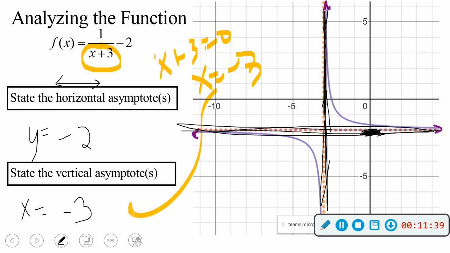This is graphing form. We're going to see 4 different forms today. In graphing form, the number that's by itself will always be the horizontal asymptote. So it will always be y equals some number in this form.